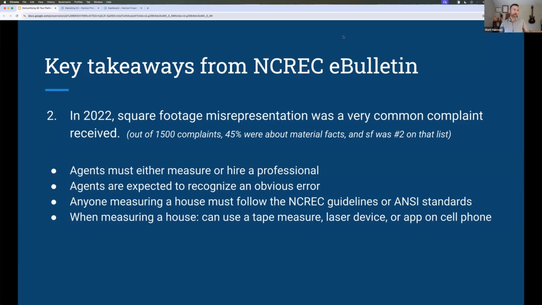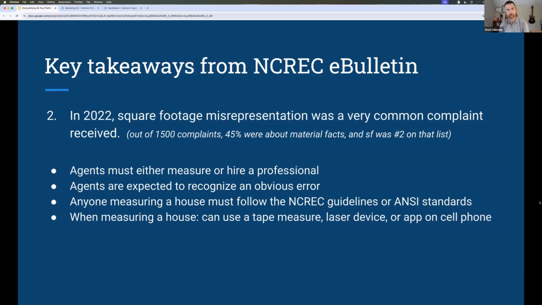A 100 square foot error, I don't know. They don't really say. They just say recognize an obvious error. They expect you to know what a 2,500 square foot house feels like, such that if you're walking through it on the list side or the buy side, you'll be able to feel that and recognize an error if it was advertised a different way. Anyone measuring a house must use the Real Estate Commission guidelines or ANSI standards. That's no change.